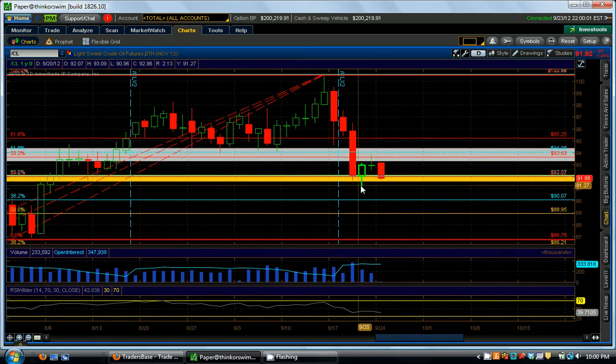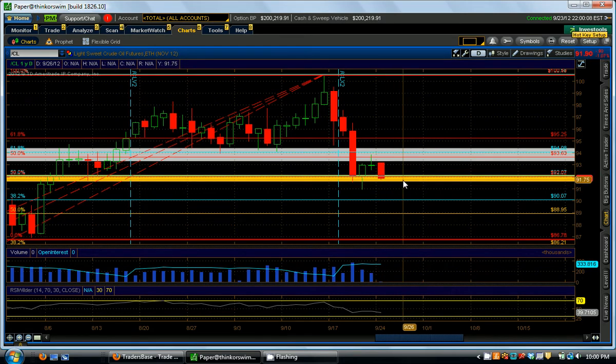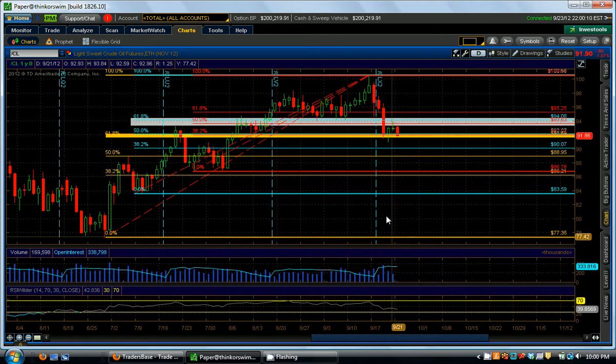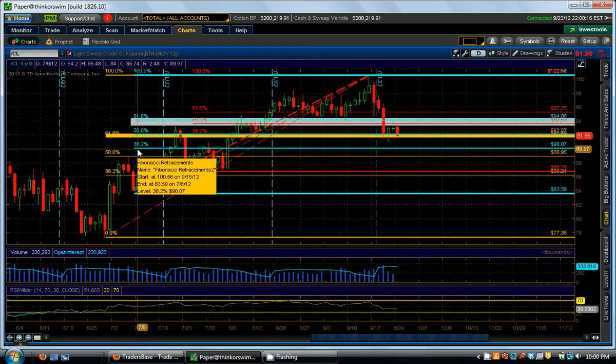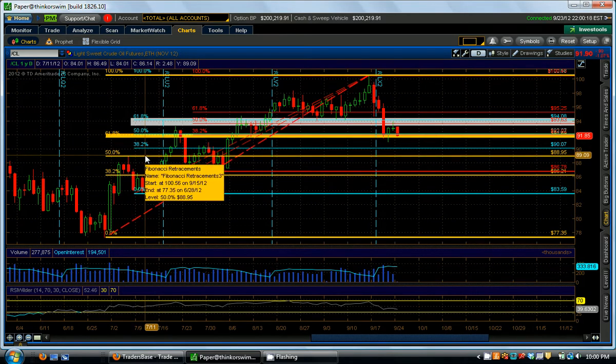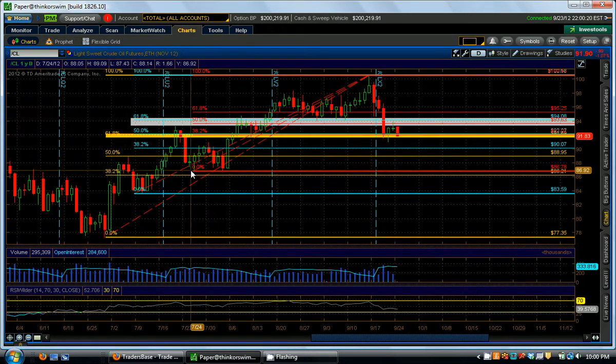Now it looks like we are going right back into that zone, so we might as well do an exercise and see where the next level of support would be after that. There's really not much overlap area. The next overlap area for crude oil is sitting all the way down here at around $86.